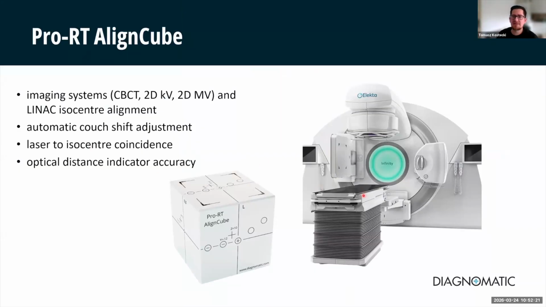Okay, another test we can perform in radiotherapy is the Pro-Align cube. Pro-Align cube verifies the alignment of CBCT and megavoltage isocenters. Yes, because there are two devices actually, and they should point to the same point. They should be centered on the same point in three-dimensional space.